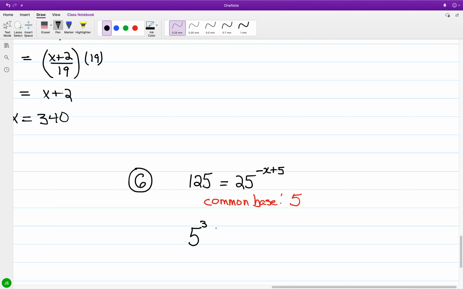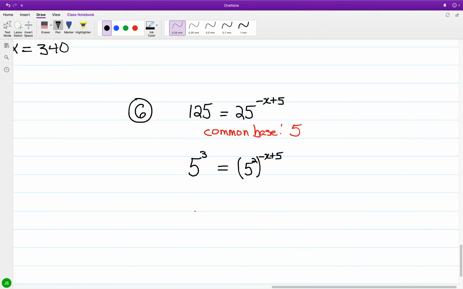Now, for 125, if I re-express in terms of the exponential base 5, 125 is going to be 5 to the third. For 25 to the negative x plus 5, again, we have 25 is 5 squared. So we have 5 squared, quantity to the negative x plus 5. Now, to the left, we have 5 cubed. And to the right, we have the power property of exponents.